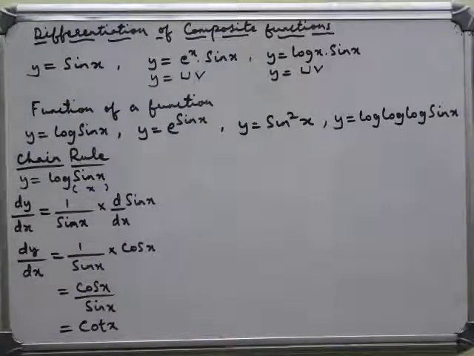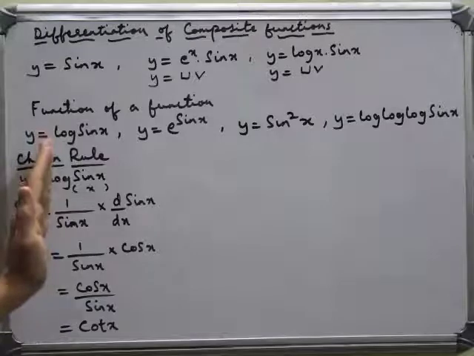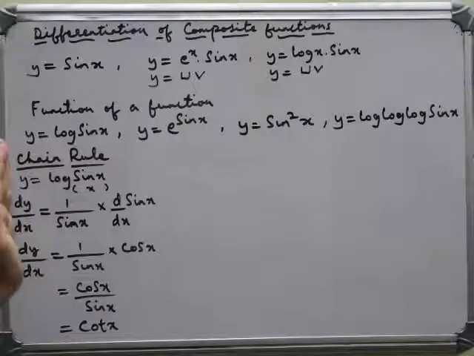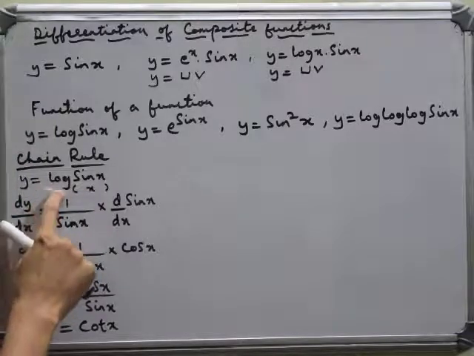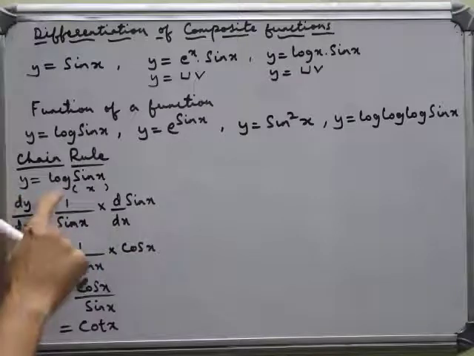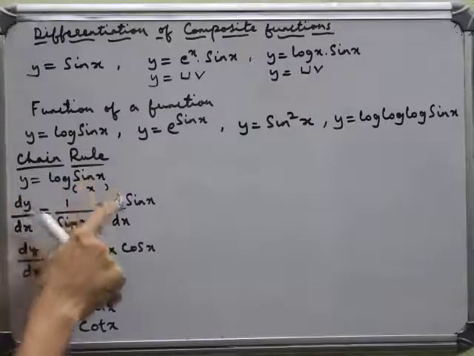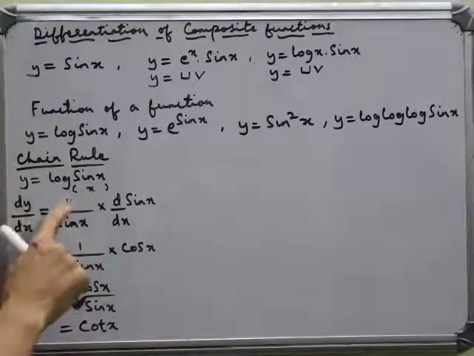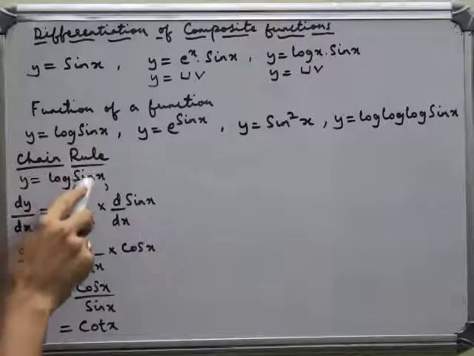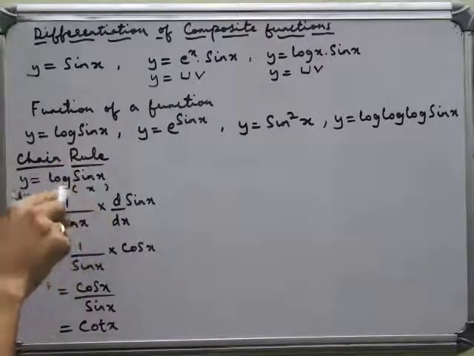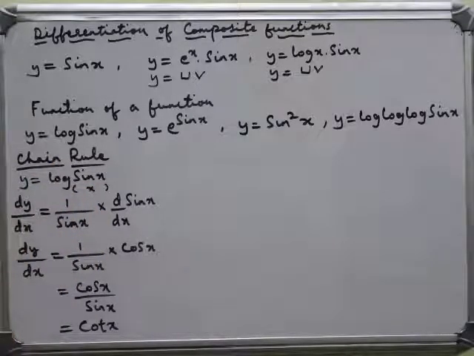So what I said, start with the function at the leftmost side and differentiate until the last function. In this case, we had only two functions. I started with log and ended with sin x. 1 by sin x into differentiation of sin x. How did I get 1 by sin x? Because differentiation of log x is 1 by x. Instead of x, here we have the function sin x. So write it as it is. Okay. This is how you have to differentiate.